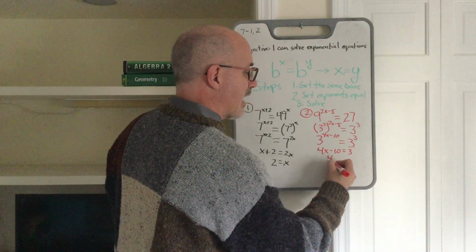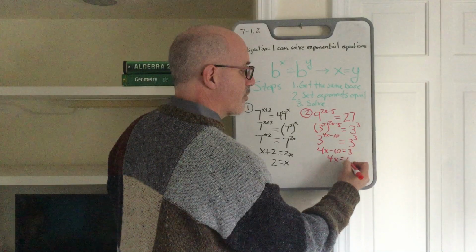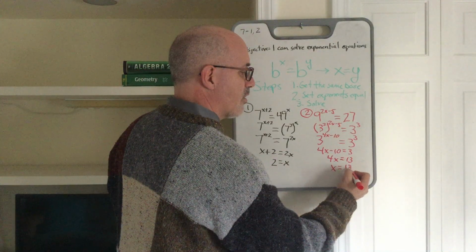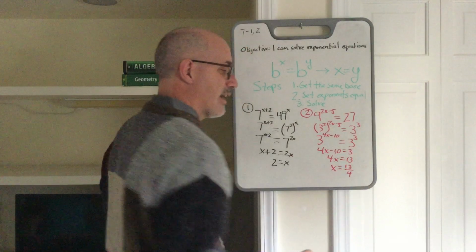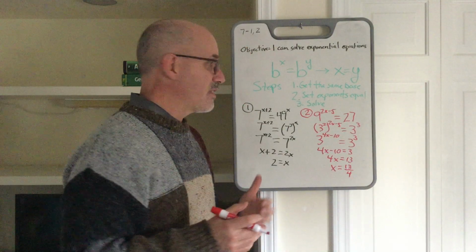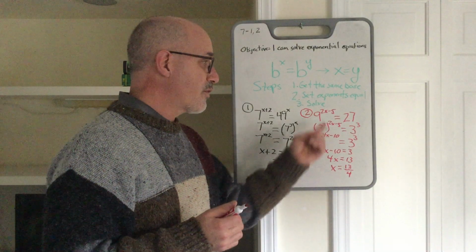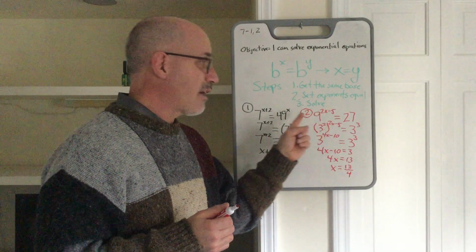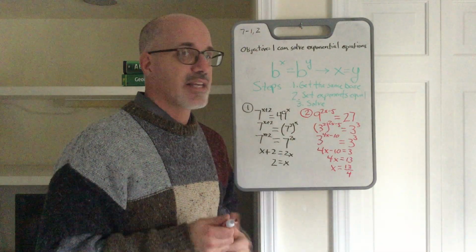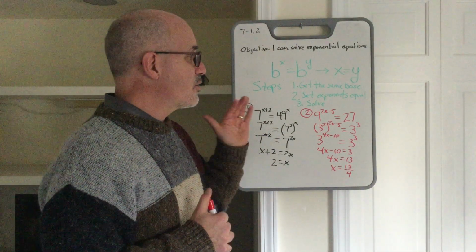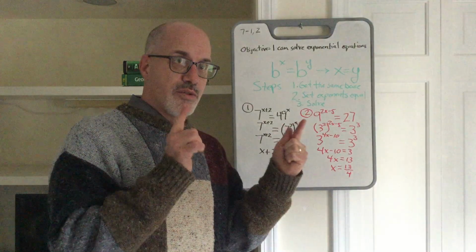So 4x, add 10 to both sides, is going to equal 13, and x then is going to equal 13 over 4. Now that's a more difficult number to work with, not quite as obvious in the original problem, but it works. If you put 13/4 in here and multiply it out and put 9 to that power, it's going to equal 27.